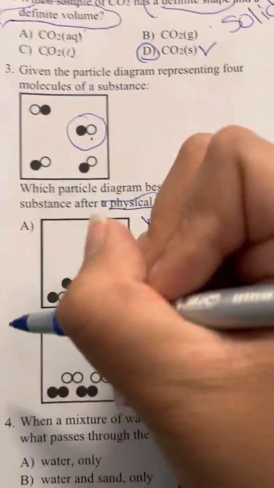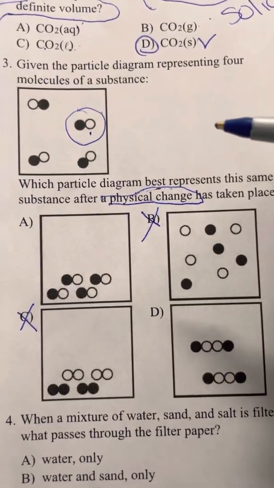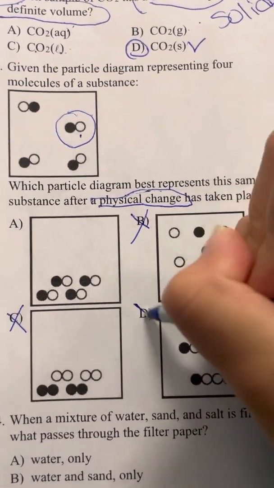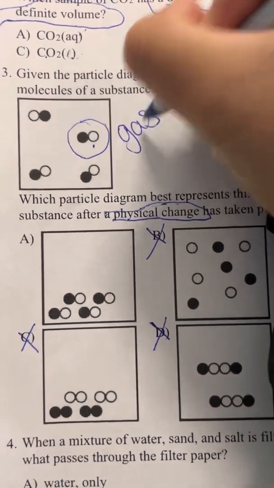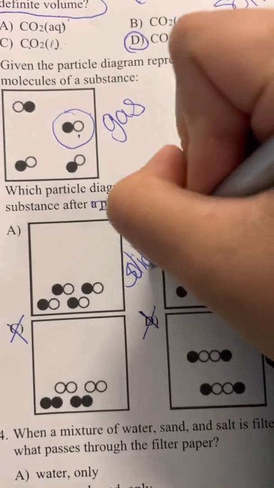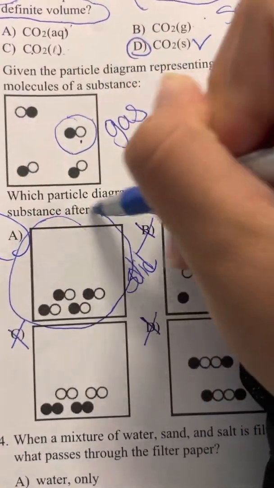That is out. This one, these are diatomics, a type of element. These are out. And D, this is a different compound. These are out. This looks like it's in the gas phase. Over here, it looks like it's in the solid phase. So A would be correct.